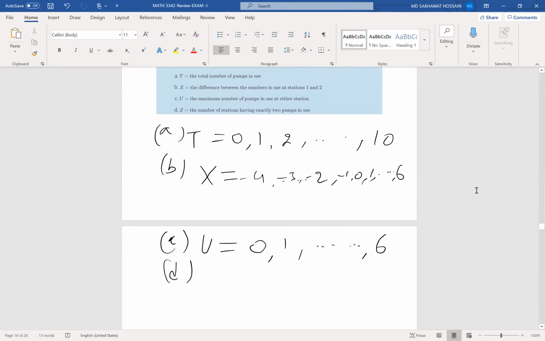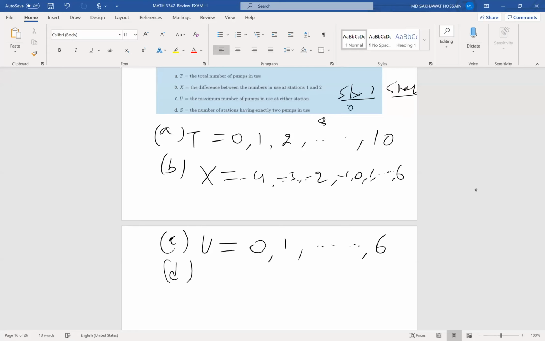Okay, so the last one is the number of stations having exactly 2 pumps in use. So you have to write the number of stations. So we have here actually 2 stations: station 1, who has 6 pumps, and station 2, who has 4 pumps. So we have to write the number of stations having exactly 2 pumps in use. So station 1 and station 2.